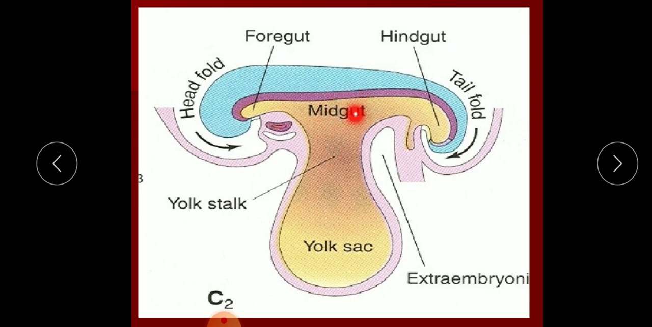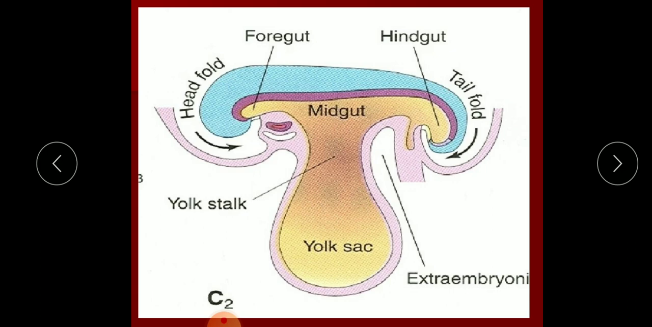That part which lies in front of it, that is, cranial to it or in the head fold, is what is termed the foregut. And that part which lies caudal to the midgut is what is termed the hindgut. You also find a small diverticulum coming from the hindgut, and that is what is termed the allantois. So the primitive gut is now subdivided into foregut, midgut and hindgut. I think that much is clear.